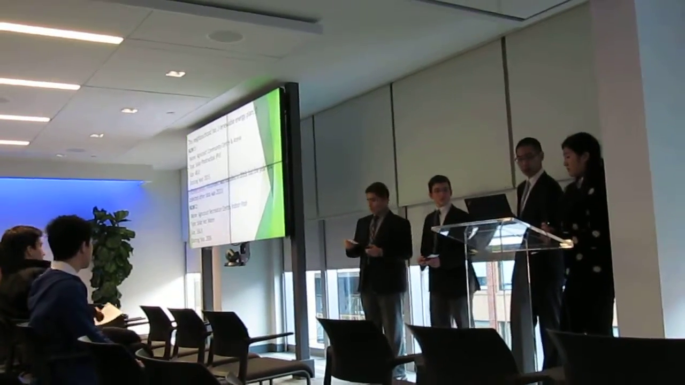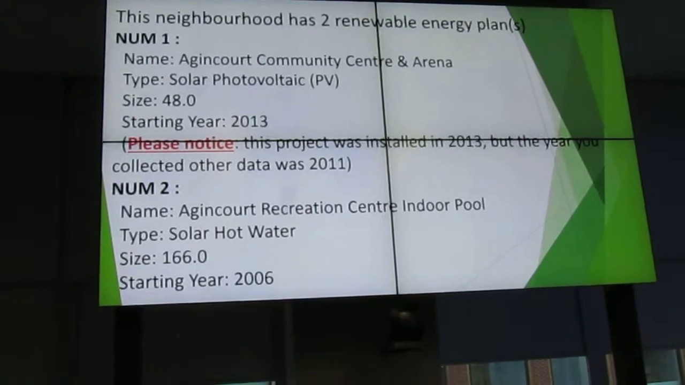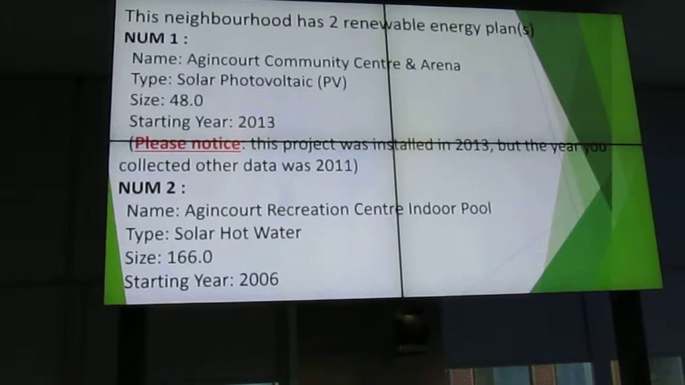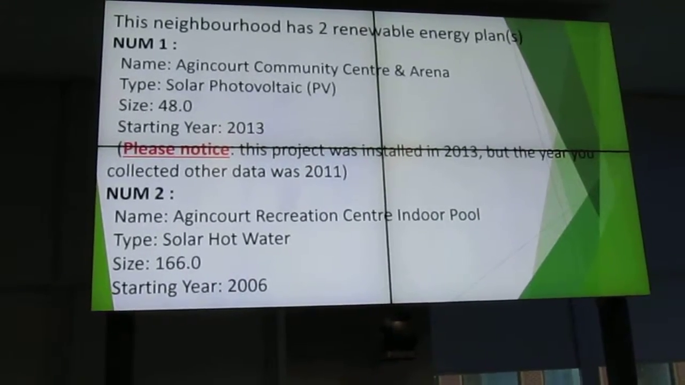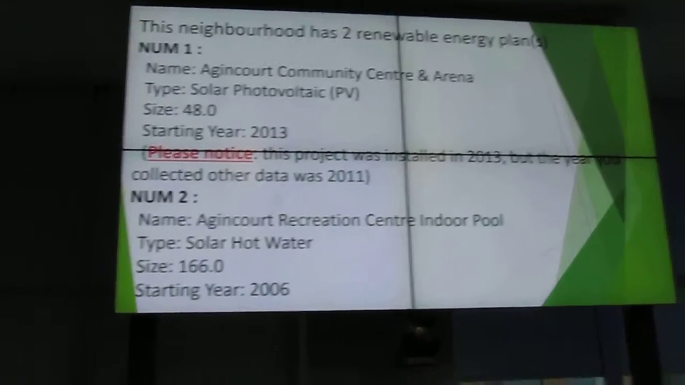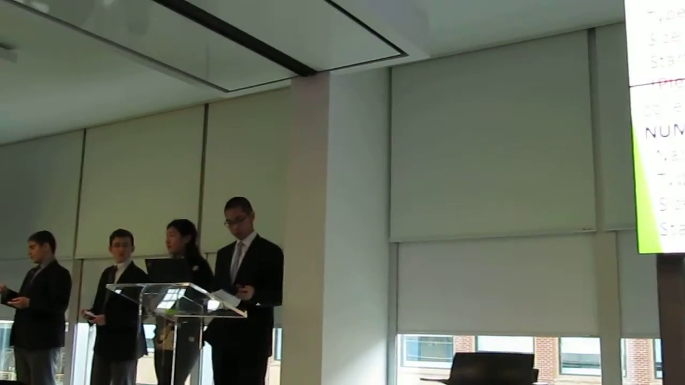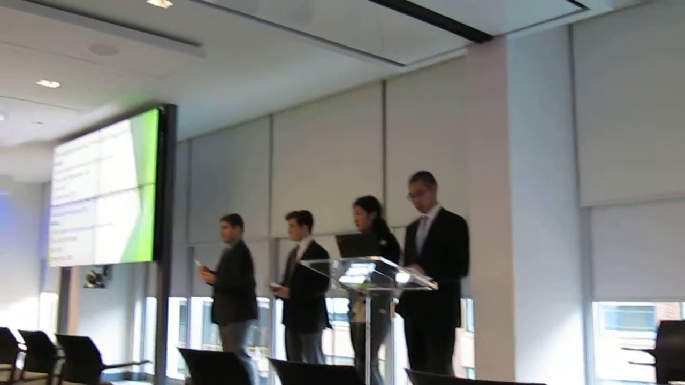Also, the program outputs the number of renewable energy projects or plans, if there are any. It prints the name of the location and the area where it is, the type of energy that is being produced, the size in kilowatts that it produces in energy, and the year that it started.